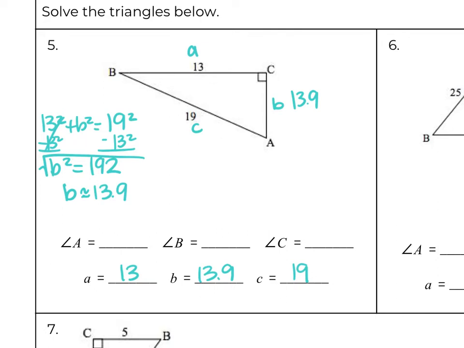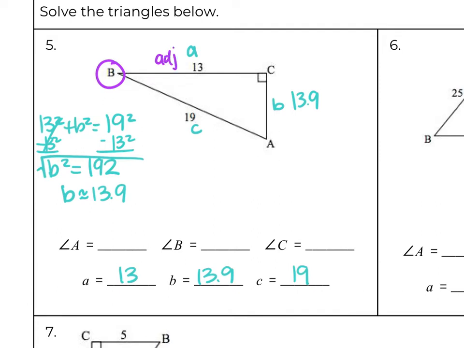So which angles do I need to find? B and A. It doesn't matter which you start with, okay? Just like last time we had 2 choices on the trig function, same here. So I'm going to do B. If I do B, what would I label 13? Is it opposite, adjacent, or hypotenuse? Adjacent. And 19 is hypotenuse. So which trig ratio is that? Sine, cosine, or tangent? Cosine.